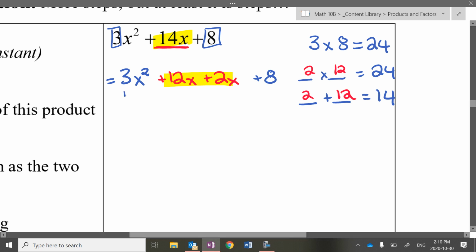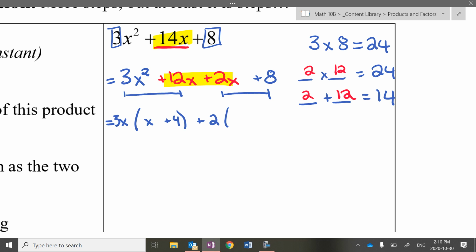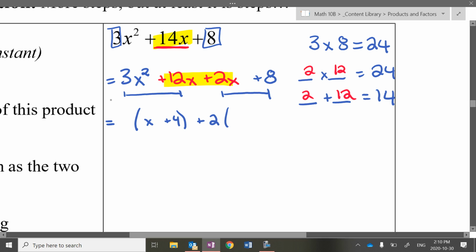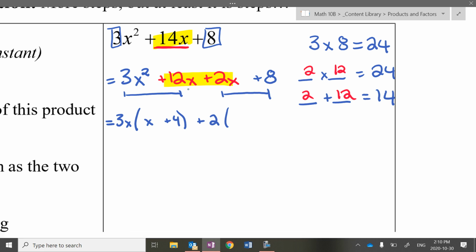So from here, my first 2 terms, what's common is an x. So I would factor out an x. So then I'm left with 3x plus 4. My second 2 terms, I'm going to factor out a 2 because that's the greatest common factor. Yeah, I wrote the 3 wrong. This is x plus 4. I factored out 3x on my first 2. It just made me forget how to do the other way.